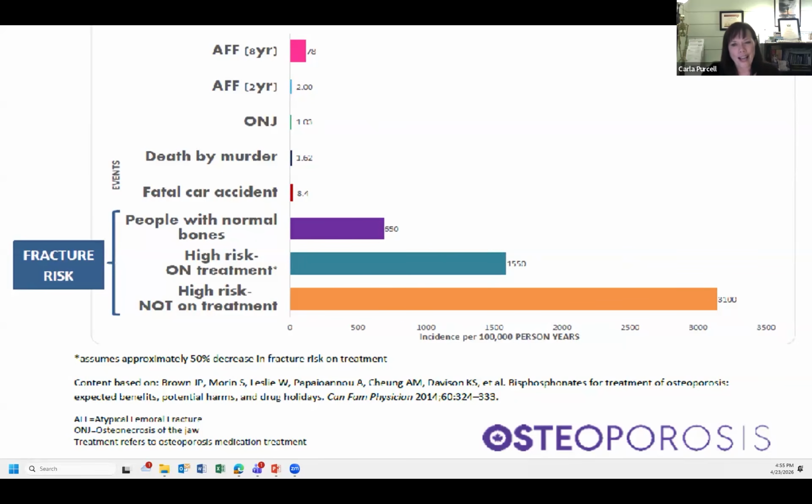So many people are actually more worried about the side effects than having a new broken bone. But you know, a broken hip can be fatal, right? You don't want to have that. So it's always worth a discussion with your provider about the risks and the benefits of the medication.